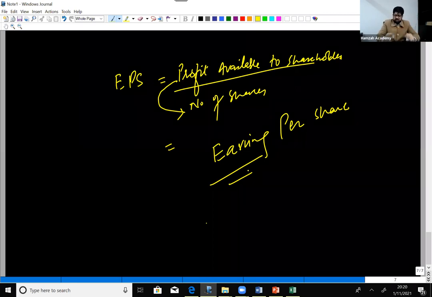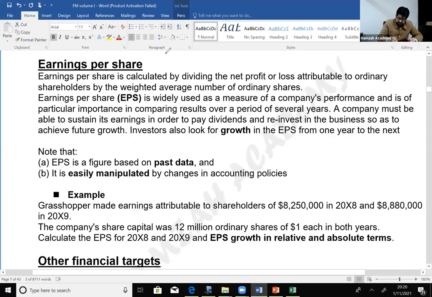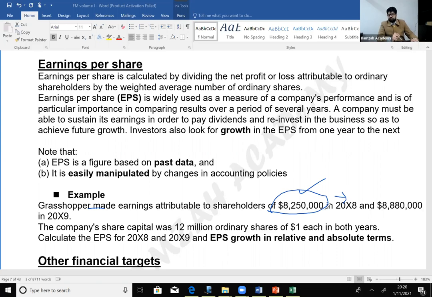For example, let us solve this example given over here, and then I will explain. They say earnings attributable to shareholders were this in 20x8 and 8.8 million in 20x9. The company's share capital was 12 million in both years. Calculate EPS first of all for 20x8.